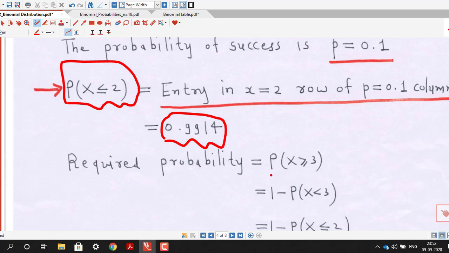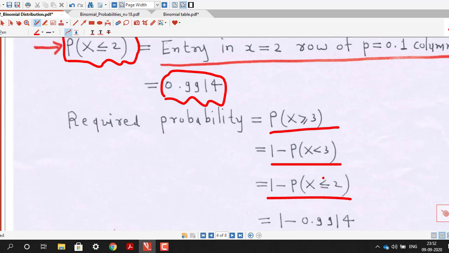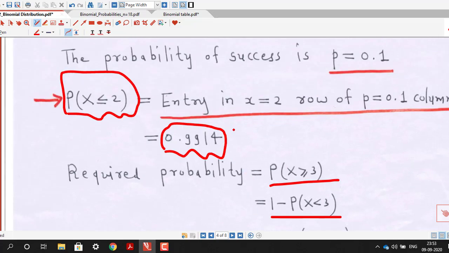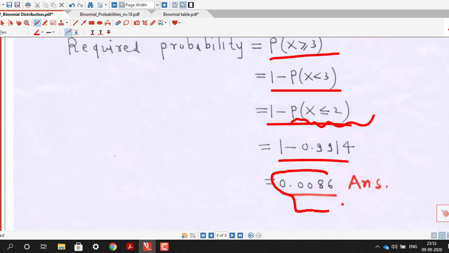Now required probability is probability that capital X greater than or equal to 3. So this we can write as 1 minus probability that capital X is less than 3. And capital X less than 3 is equivalent to capital X less than or equal to 2, because x is a discrete random variable. So capital X is strictly less than 3 means possible values of random variable are 0, 1 and 2. So this we can write as probability that capital X is less than or equal to 2. And this is using binomial table 0.9914. So finally we obtain this answer.